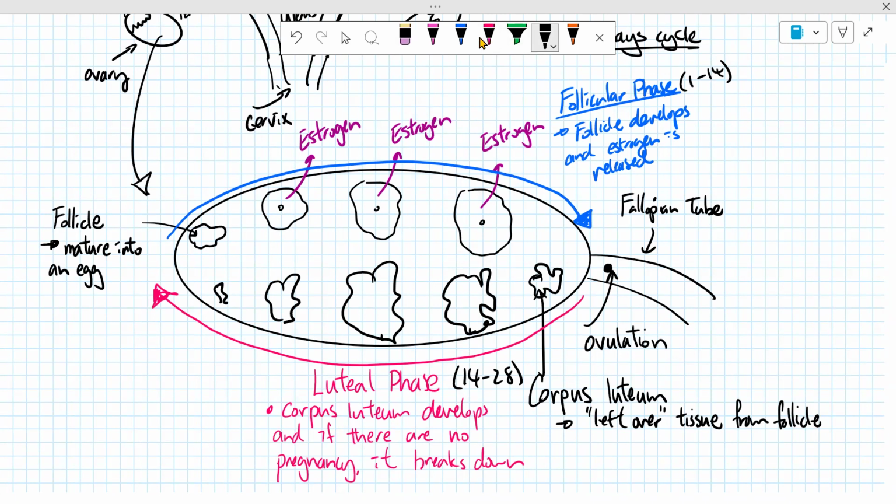Now, as the corpus luteum is developing, it's gonna pump out another hormone. That's the progesterone.